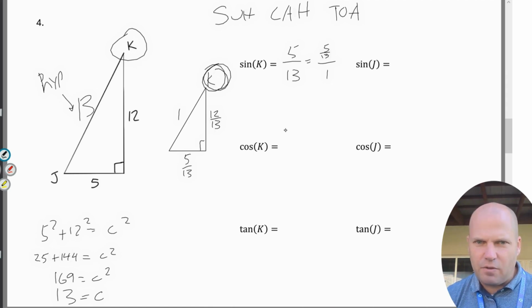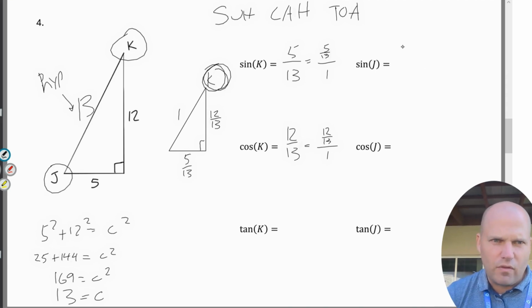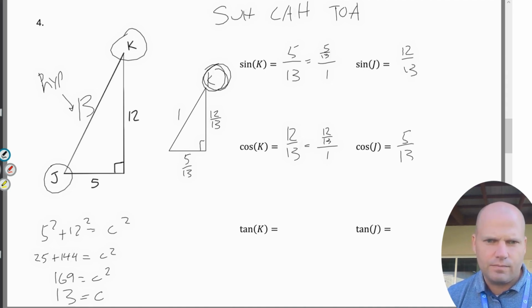The cosine of k would be 12 over 13. You could write that as 12/13 over 1. Cool. Sine of j, here's j, would be 12 over 13. Cosine of j would be 5 over 13.